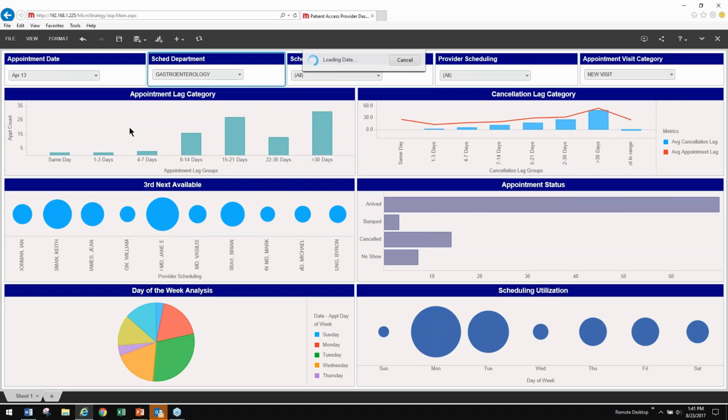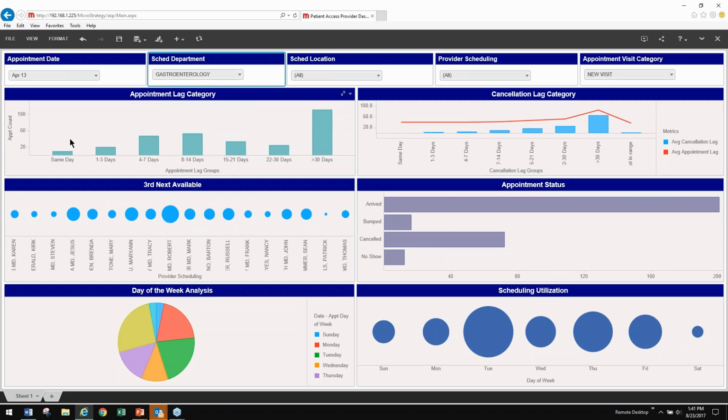So if we look at something like gastroenterology and trying to understand what's feeding into that, we can see that gastroenterology does have that greater gap in the greater than 30-day new patient visit lags. Okay, well, what could be feeding into that? As we look at appointment status, it doesn't look like they have an unreasonable no-show or cancellation rate.